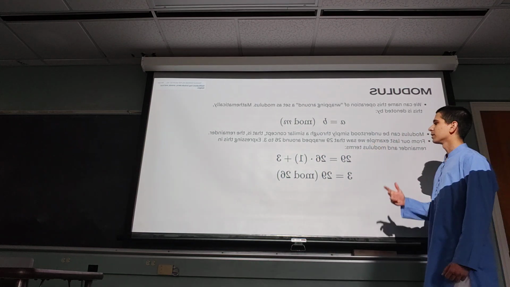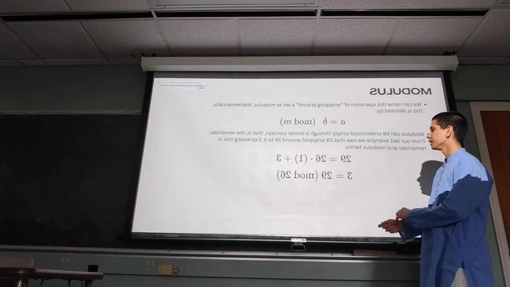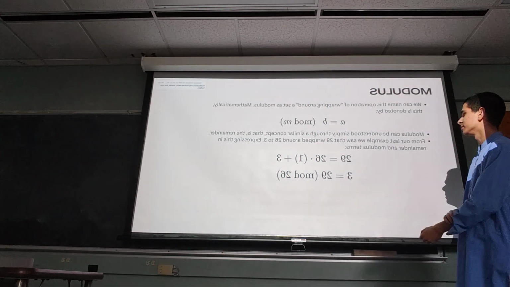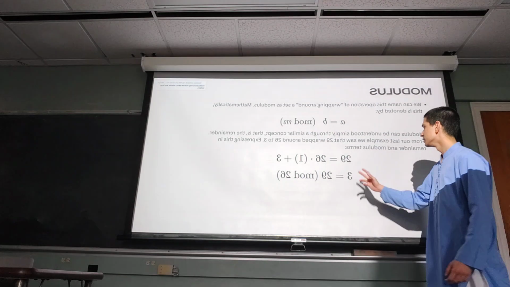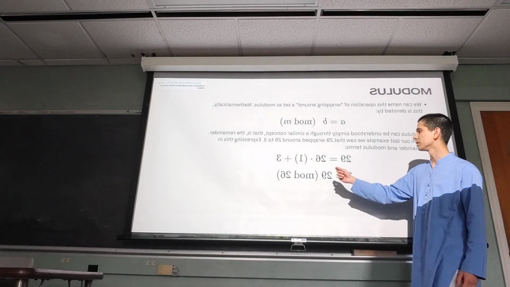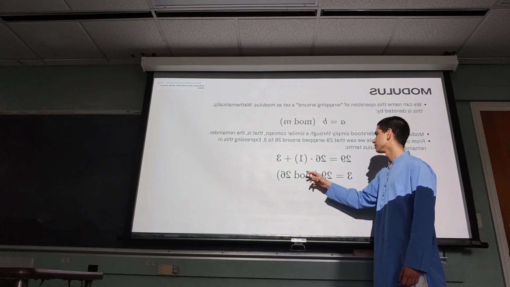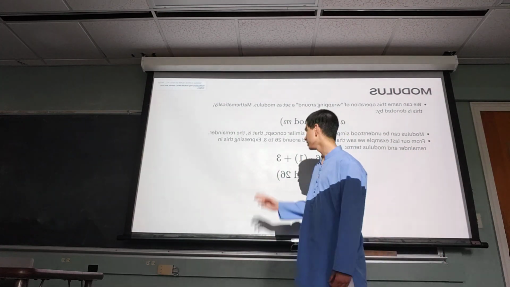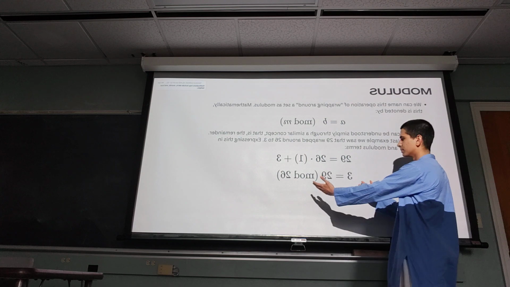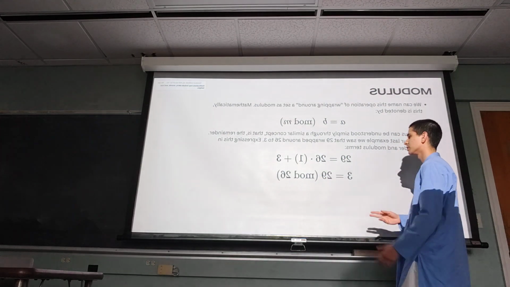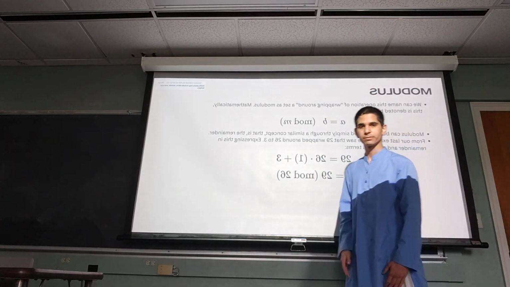We saw that 29 was wrapped around 26 to become 3, and if we represent this in terms of remainder terms, we have 29 equals 26 times 1 plus 3. 29 is the dividend, 26 the divisor, 1 the quotient, and 3 here is the remainder. 3 is the result also of the modulus operation that we got, which shows that modulus equals the remainder.